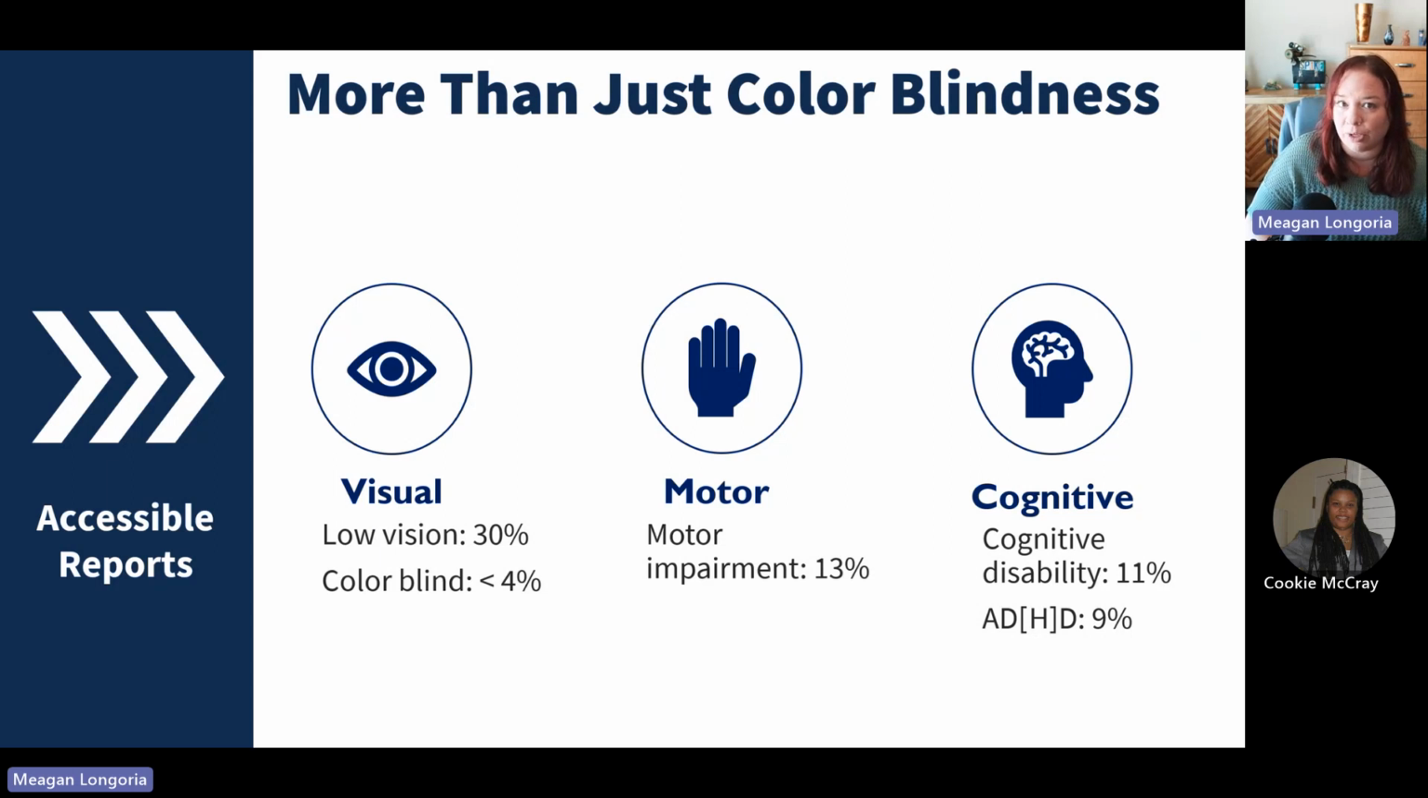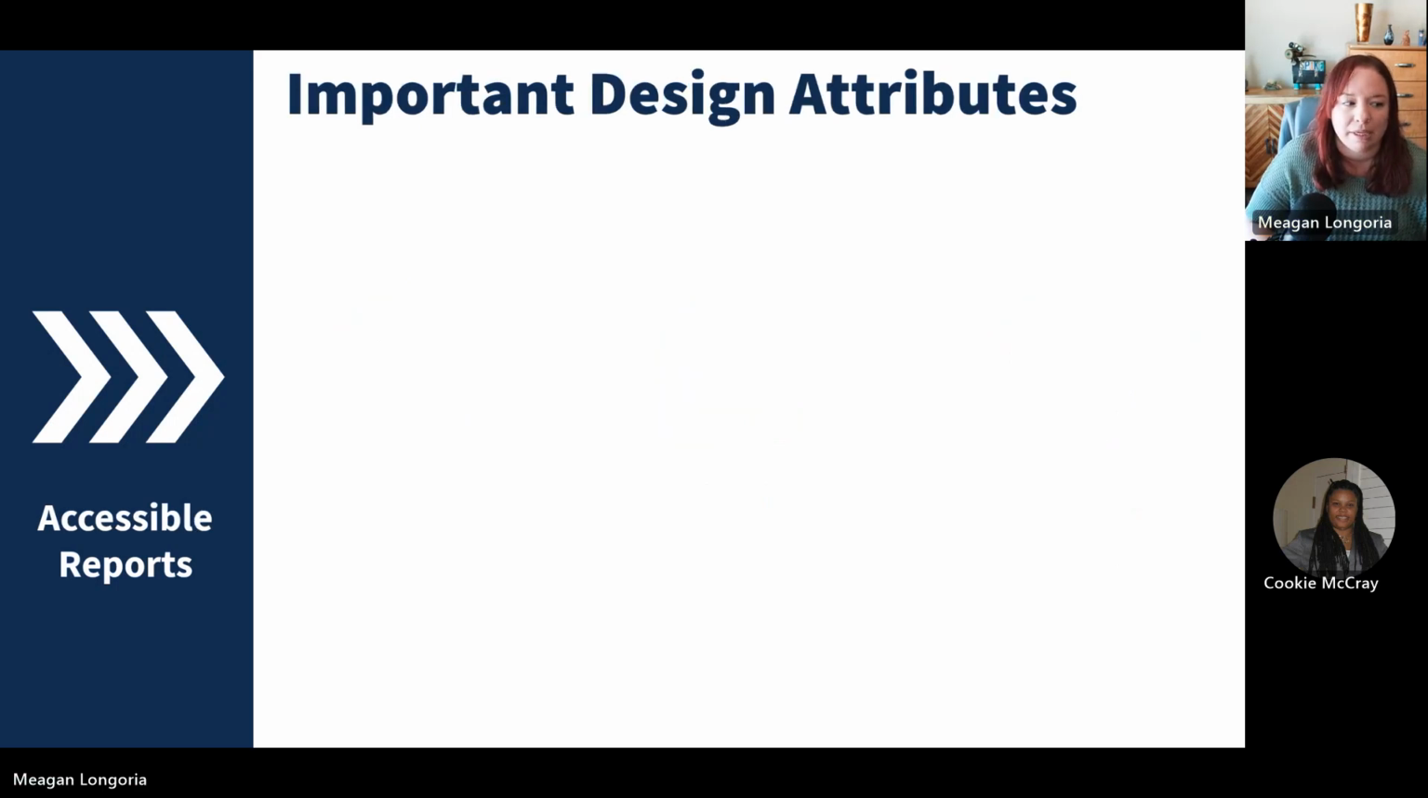especially if a lot of your report audience is working from home and you don't see them. But even then, some visual and cognitive disabilities are not visible. You just don't know unless someone discloses to you. So, if we start thinking about accessibility, we can break it down into different design attributes.